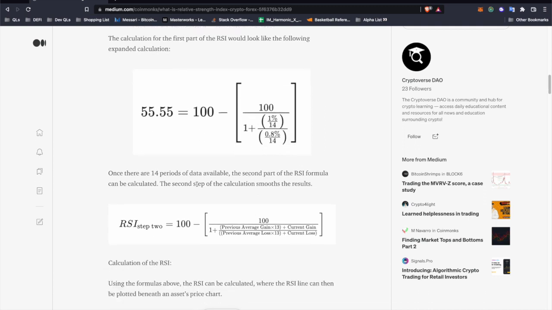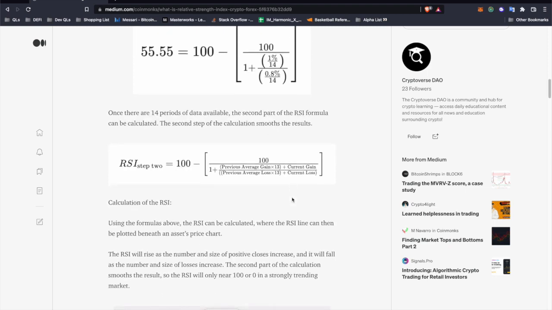Once there are 14 periods of data available, the second part of the RSI formula can be calculated. The second step of the calculation smooths the results. This is RSI step 2, right? 100 minus 100 over 1 plus the previous average gain by 13 plus the current gain over previous average loss into 13 plus current loss, right?